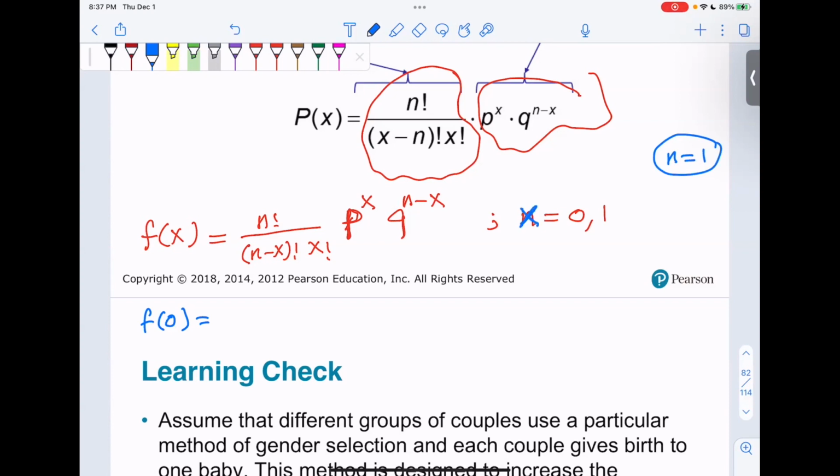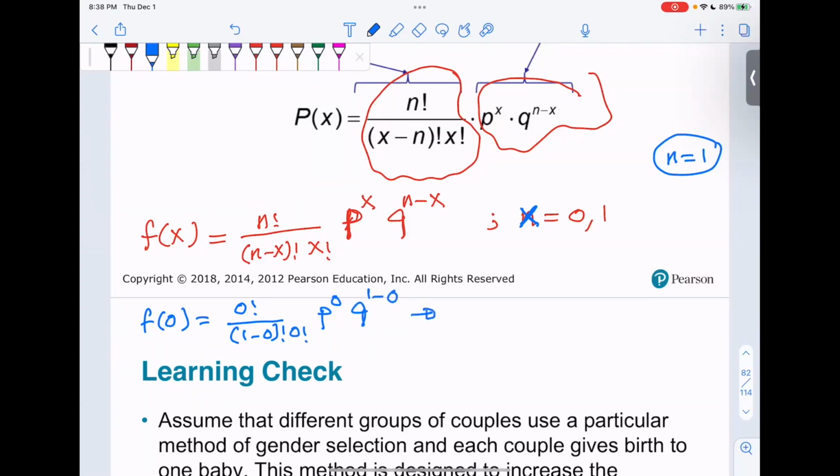n equal to 1, which means we did one try. So n minus x, 1 minus 0, is 1. Factorial equal to 1, right? Do you want to write it here? So this is 0 factorial, and then 1 minus 0 factorial, probability of 0, q of 1 minus 0.